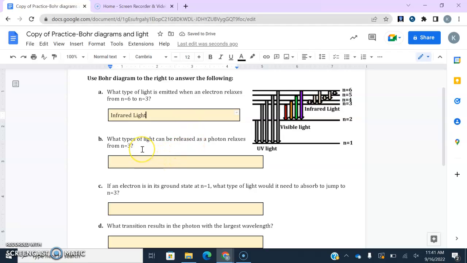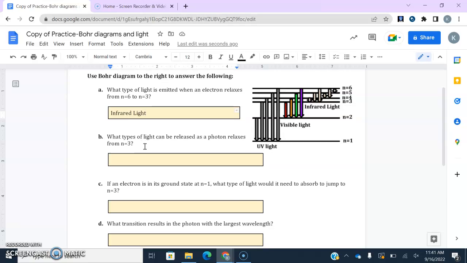And then the same thing. So what type of light can be released as a photon relaxes from energy level 3? There, we're going from 3 to 1. So for number 2, find the arrow that goes from 3 down to energy level 1. Okay, so it goes from 3 to 1.